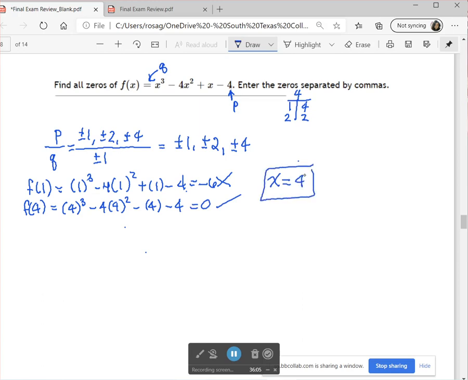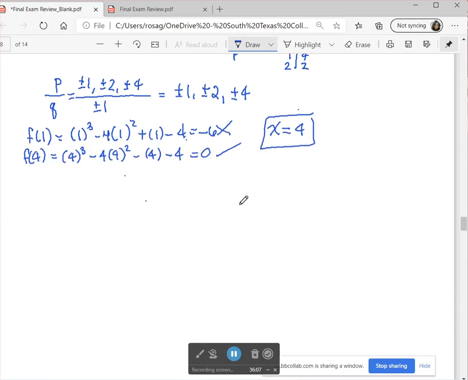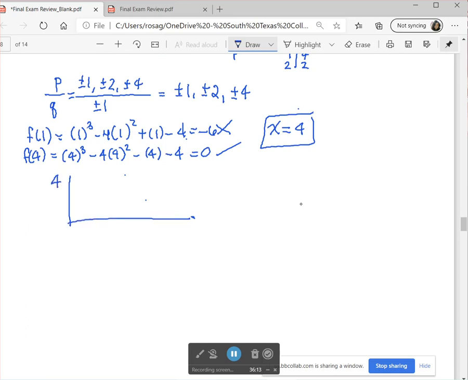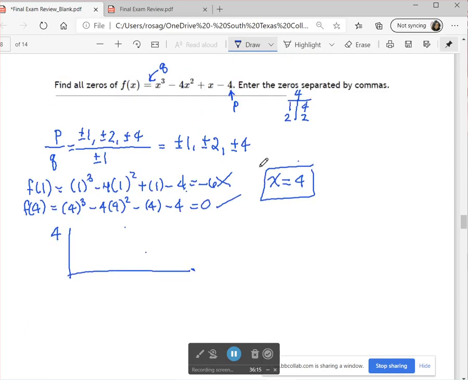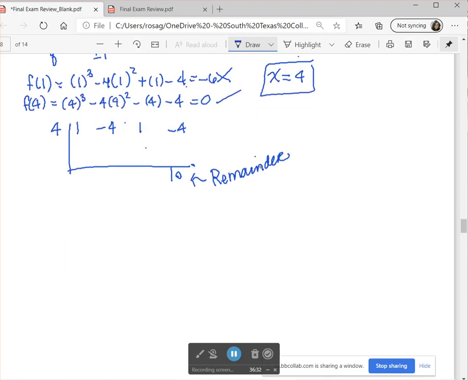Once I get one answer that gives me 0, then I can move on to the next step, and the next step is synthetic division. You're going to put the answer outside, and you're going to get the numbers right next to these numbers. So you're going to get 1, -4, 1, -4. Now your last number here is your remainder, and for these types of problems, it should be 0 if you did everything right.